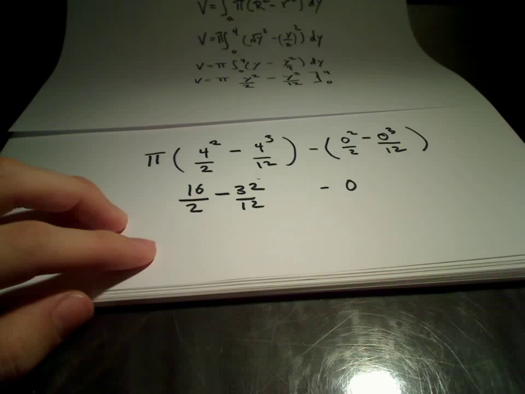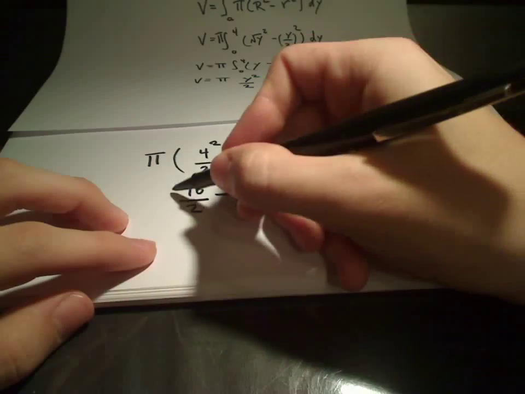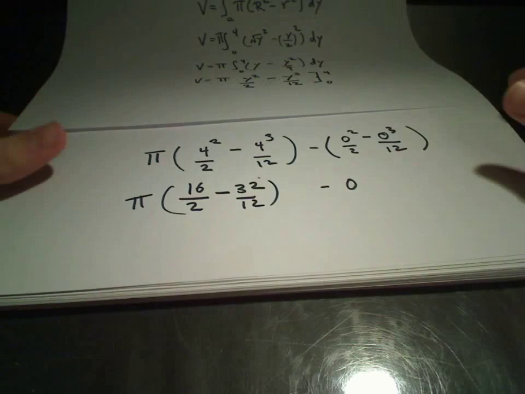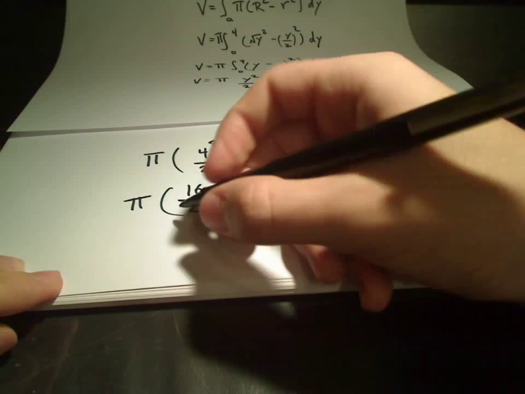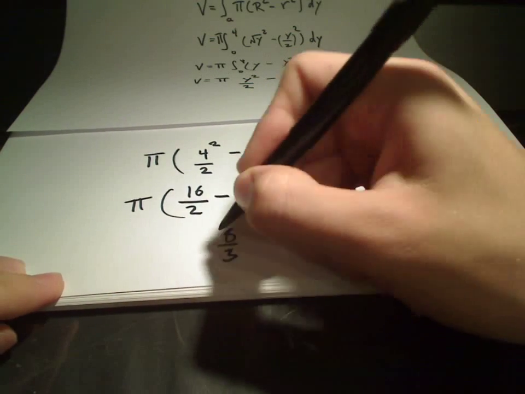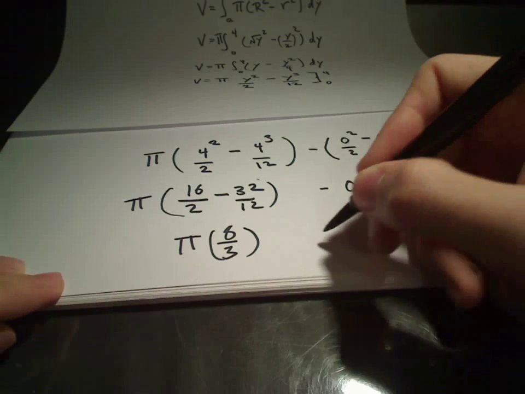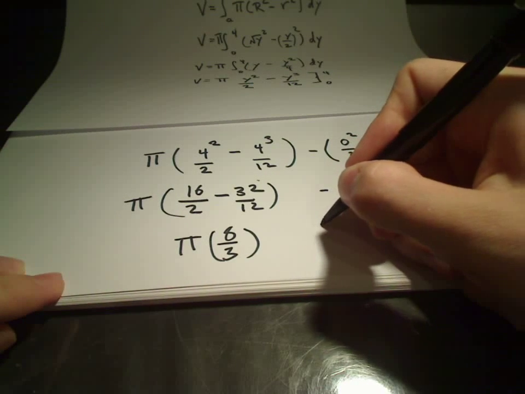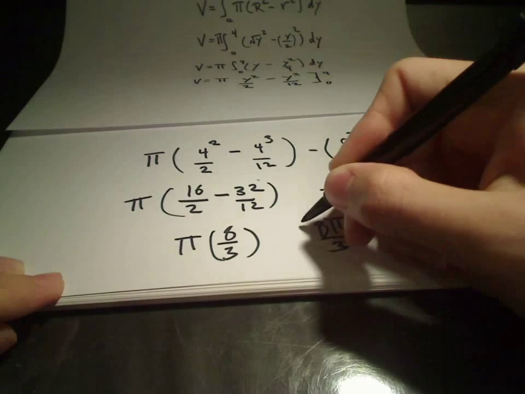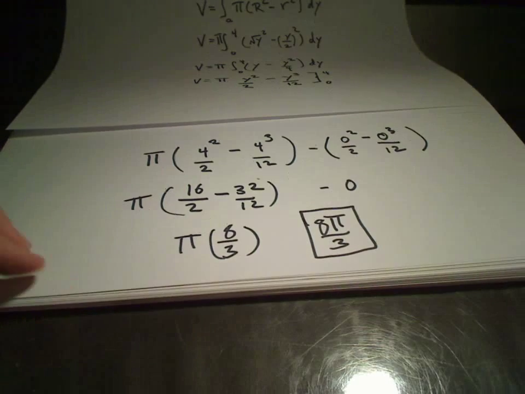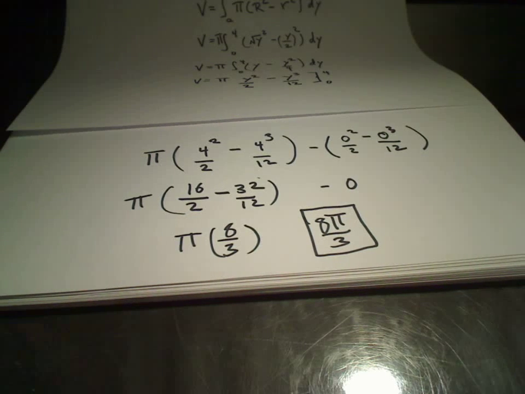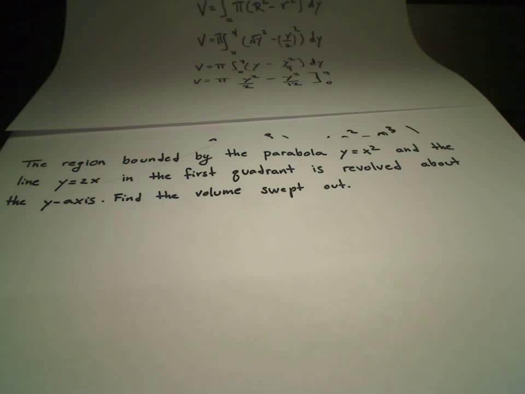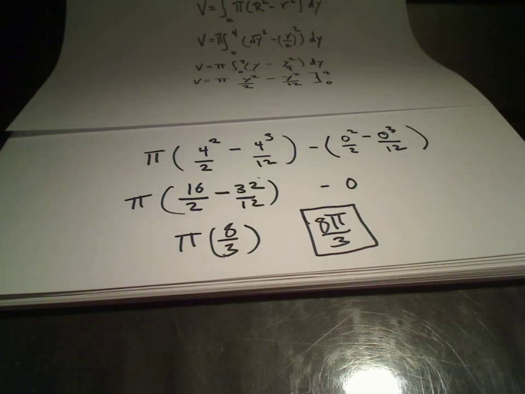Don't forget the pi. That goes down for the entire ride. So the pi's there. And this is going to simplify, if you do this, and I've already done it, so I already know, but it's going to simplify to 8/3. You still have your pi out there. This is still 0, and you're going to get 8 pi over 3. And you've just found the volume swept out of the shape. So the region bounded by the parabola y equals x squared and the line y equals 2x revolved around the y-axis. So there you go.